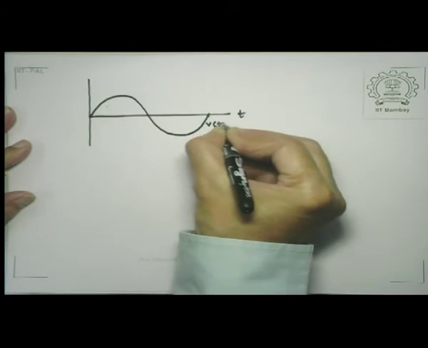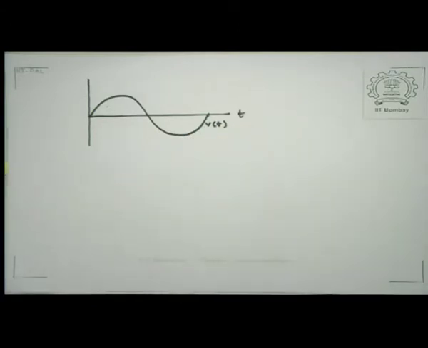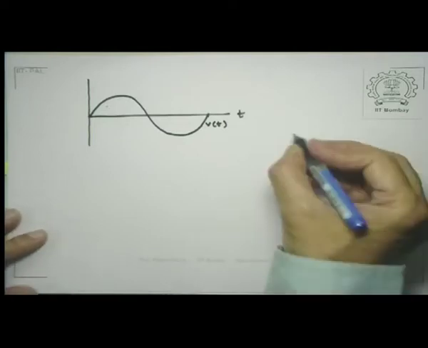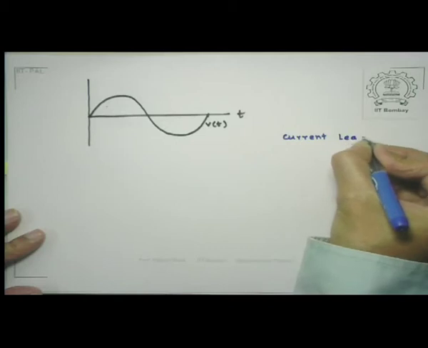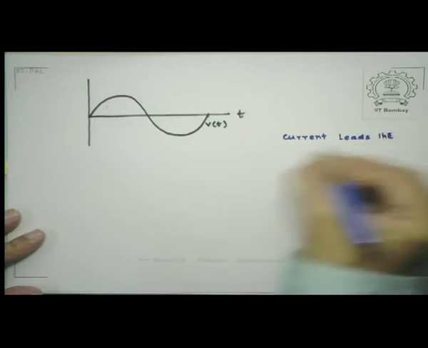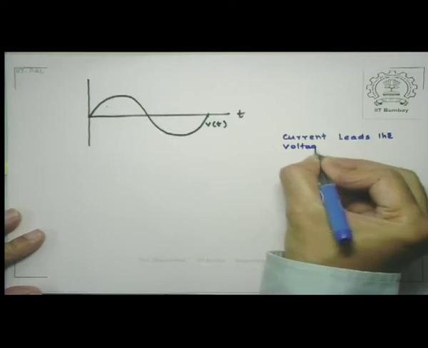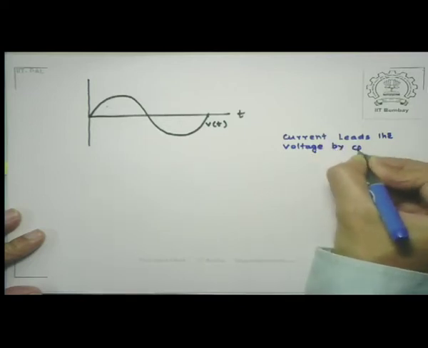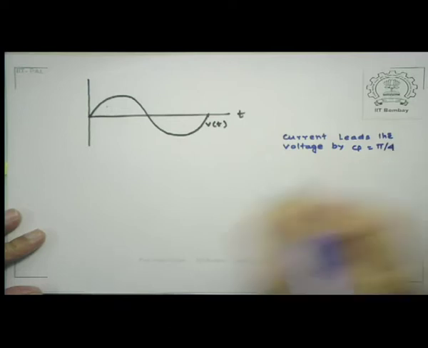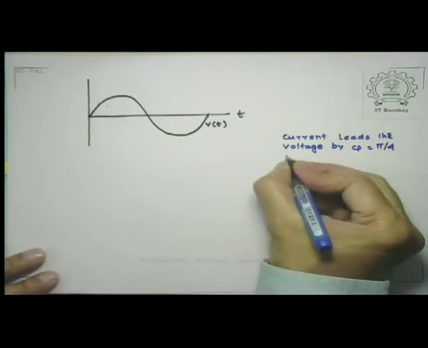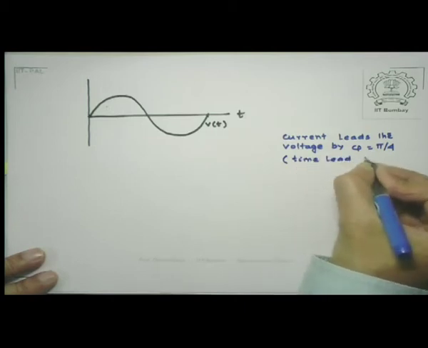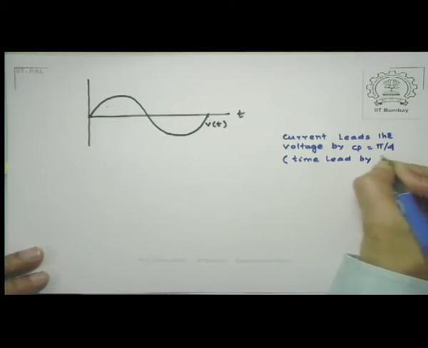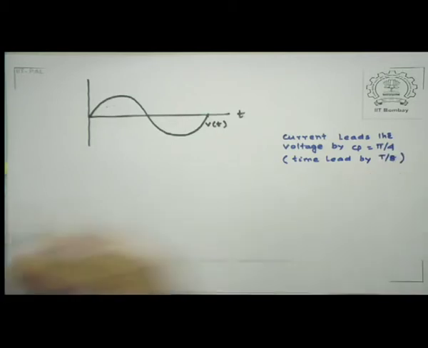This is V of t. And let me take this situation where the current leads the voltage by phi equal to pi by 4, which corresponds to a time lead by T by 8. Now let's look at how the current behaves.